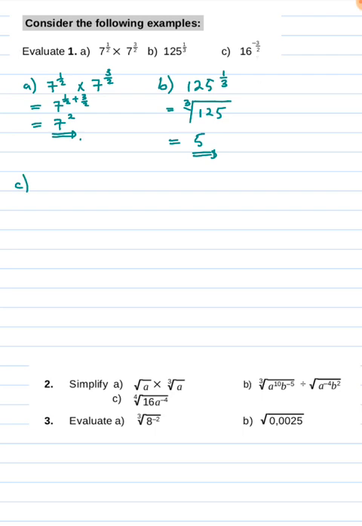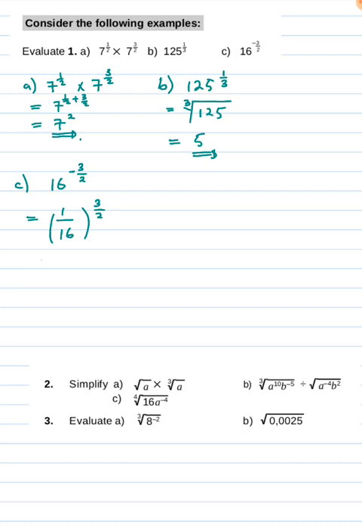On our C part, it's 16 to the power of minus 3 over 2. You get it? So first we want to remove the minus, and when we remove the minus part, it becomes 1 over 16, all of it to the power of 3 over 2.